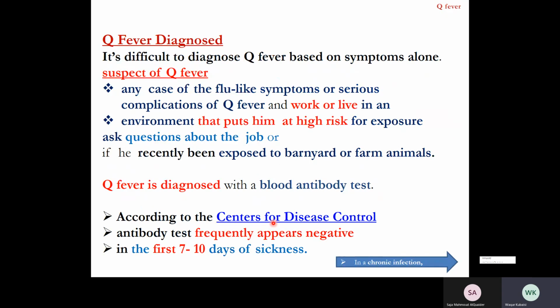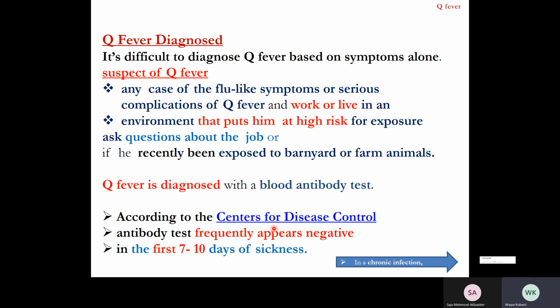Of course, diagnosis of Q fever is by antibody, since symptoms alone are not enough. Just now we said, we are going to do antibody testing, diagnosis by blood antibody, and another by PCR or other methods.